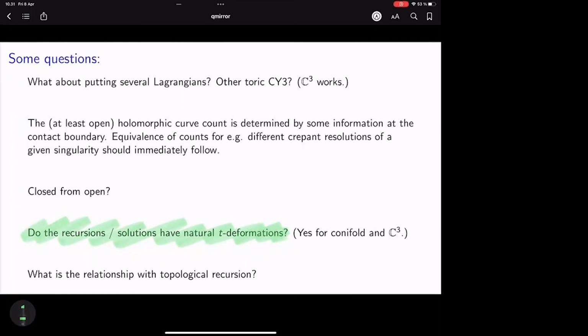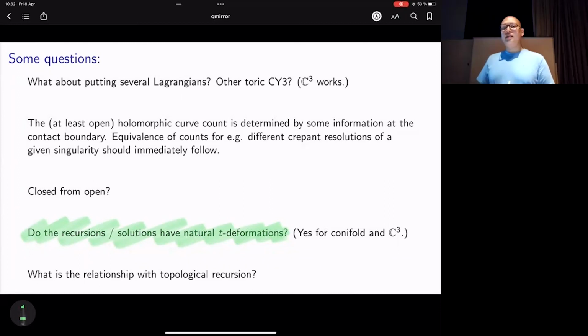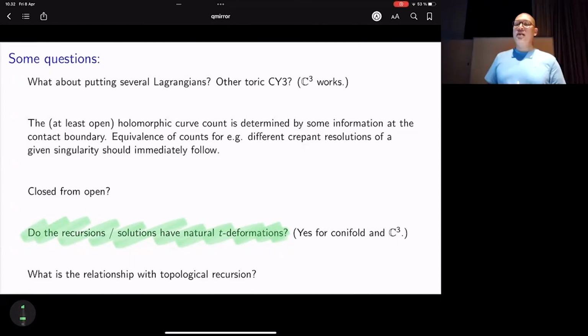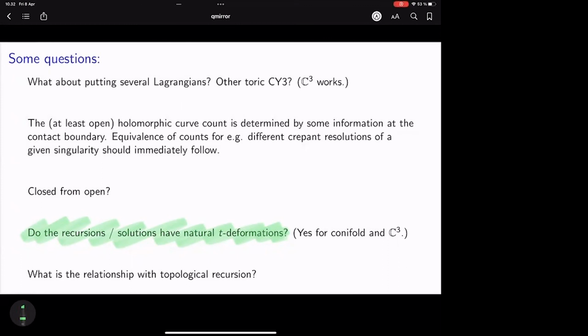Yeah, because kind of mechanically it's not difficult to understand, at least for torus knots and the conifold, the T deformation is more or less straightforward. Yeah. Well, I think the T deformation of the solution is straightforward. I don't know if the T deformation of the recursion is known. I mean the solution. Yeah. All right. Thank you.